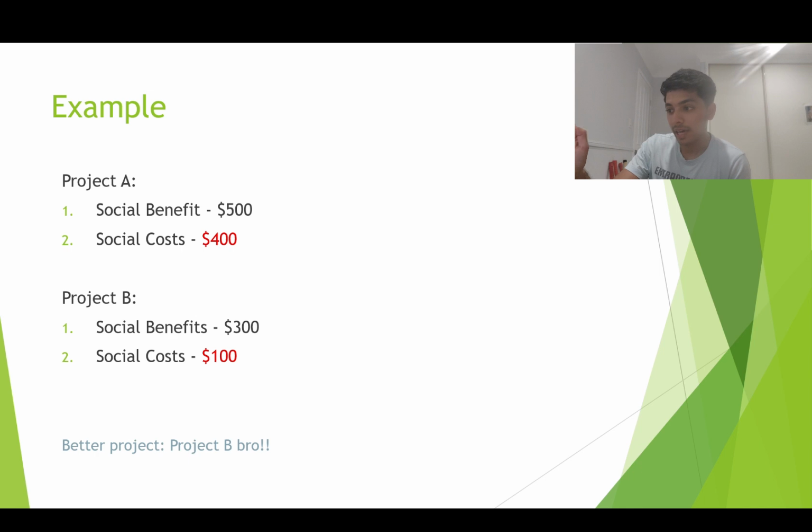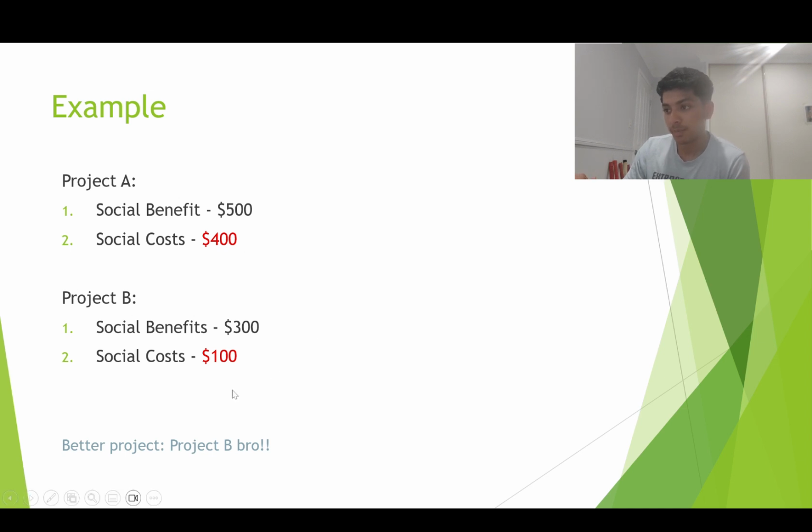Now, I've got the answer there like an idiot because I was supposed to put in an animation, but obviously the better project there has to be Project B. Do you get why that is? Because even though Project A has a social benefit of $500, when we go 500 minus 400, we get 100. That's our net social benefit.